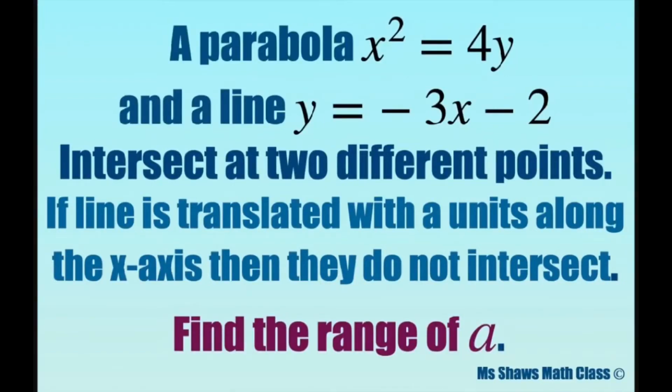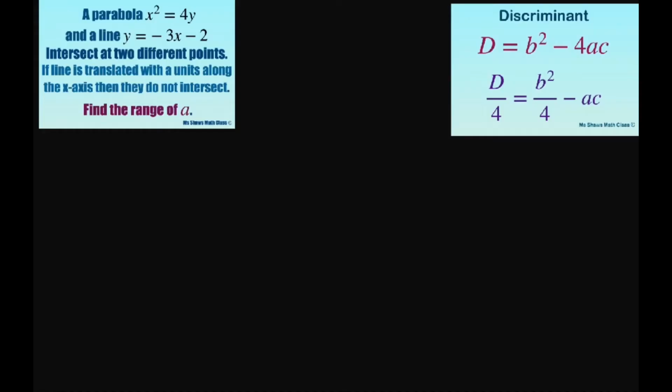Everyone, a parabola x squared equals 4y and a line y equals negative 3x minus 2 intersect at two different points. If the line is translated 8 units along the x-axis, then they do not intersect. So we're going to find the range of a.